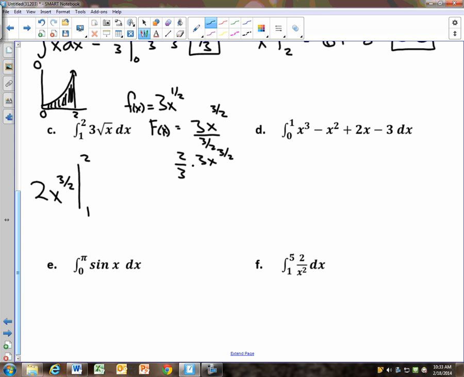Evaluated from 1 to 2. What is 2 to the third? 8, square root, so 2 roots of 2 times 2, which is 4 roots of 2. Minus, what is 1 to the third? Square root, 1 times 2. So 4 roots of 2 minus 2.